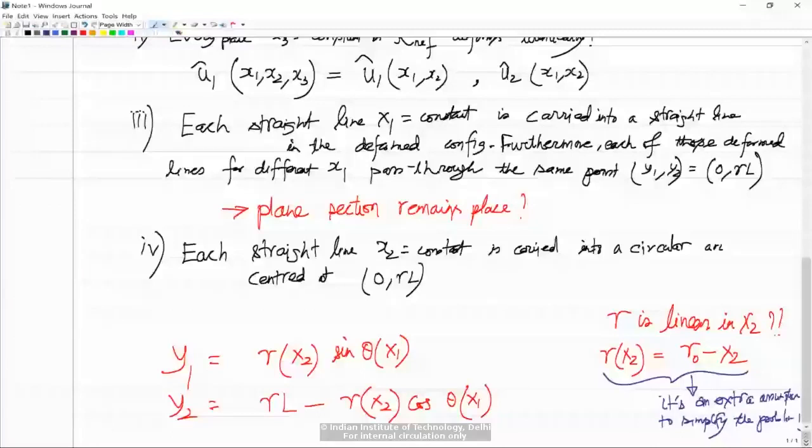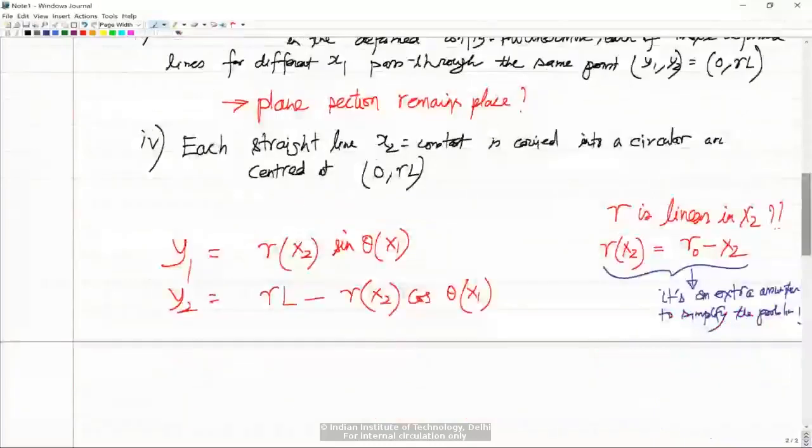Okay. Similarly, what do you think of this theta of x1? How should it look? Theta of x1? Okay, Shubham says theta of x1 is equal to x1 divided by r naught minus x2.